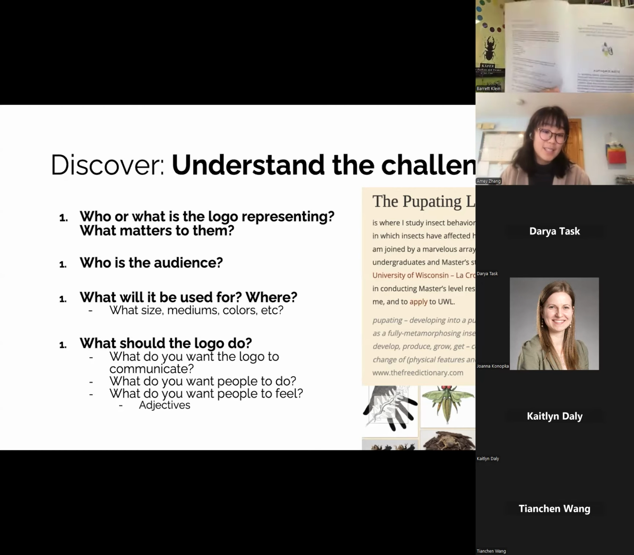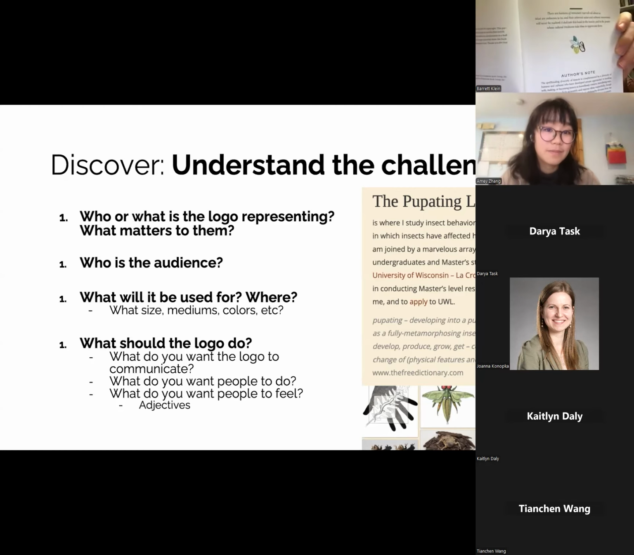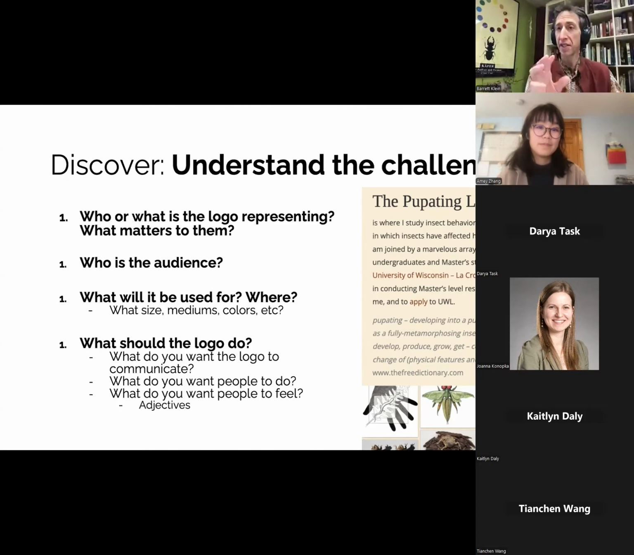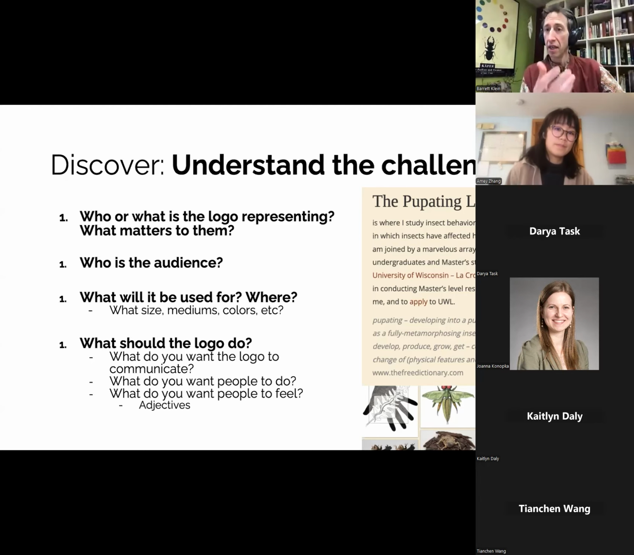And lastly, oh yeah, go ahead. You see here, this is one of the first pages of my book, and the logo is kind of this stunning, iconic, symbolic visual introduction.